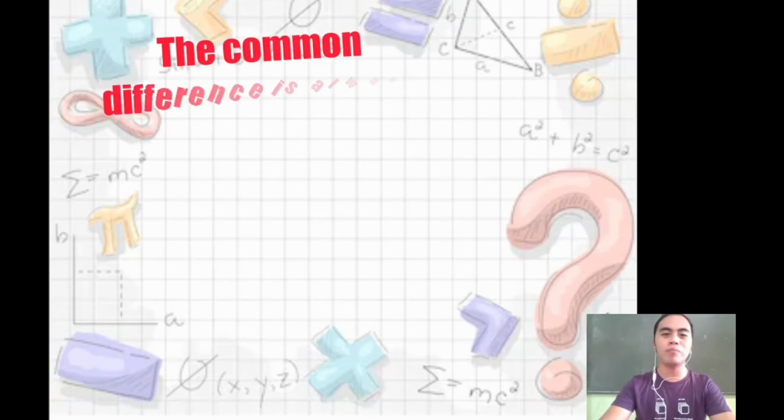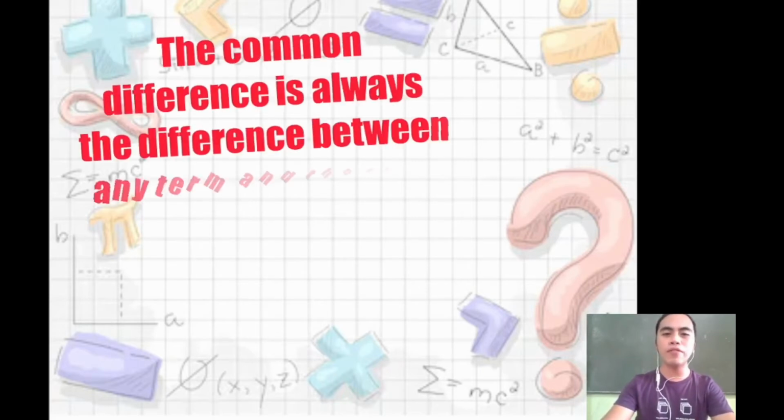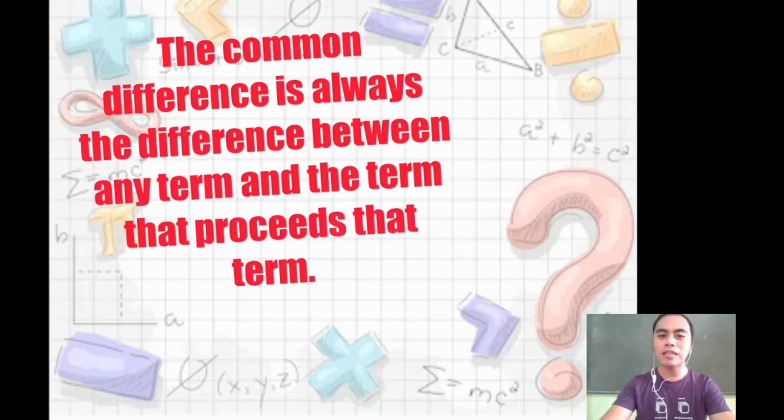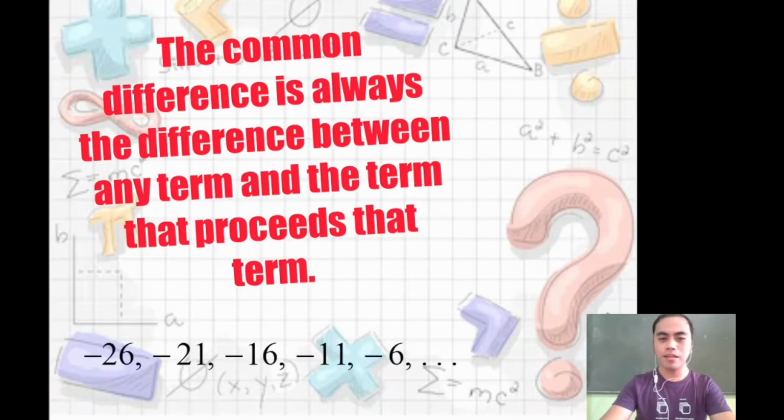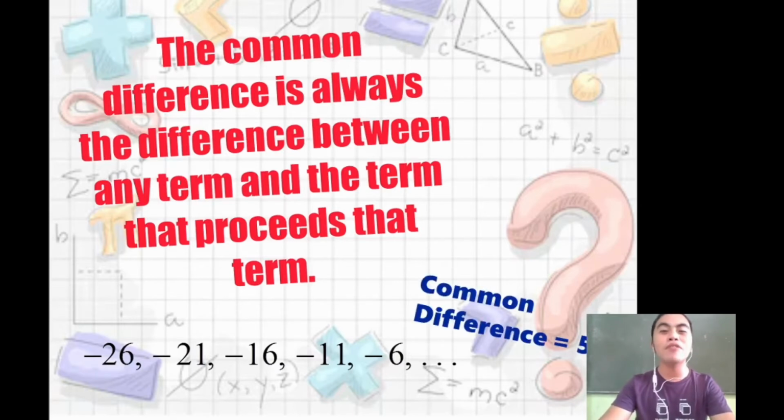So, always remember that the common difference is always the difference between any term and the term that precedes that term. Example, -26, -21, -16, -11, and -6. What do you think is the common difference? Very good. The common difference is 5.